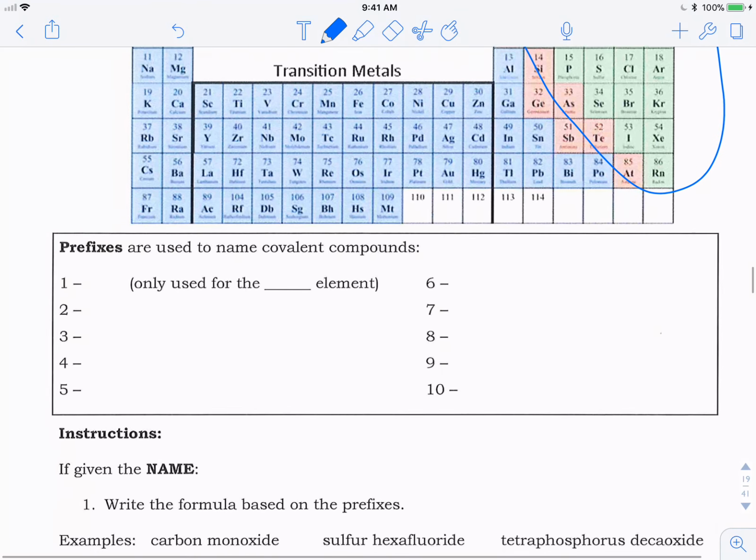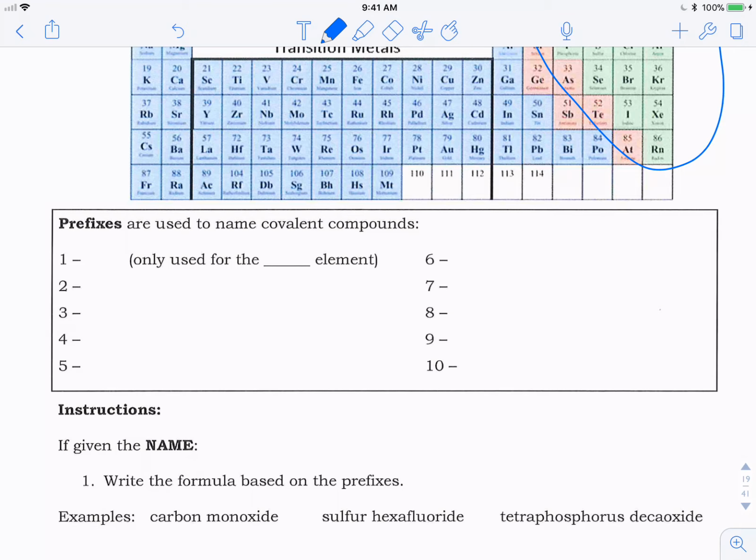So there are prefixes that we use in order to name covalent compounds. One is mono, and that's only used for the second element in a compound. For example, we call it carbon dioxide. We don't call it monocarbon dioxide. 2 is di, 3 is tri, 4 is tetra.